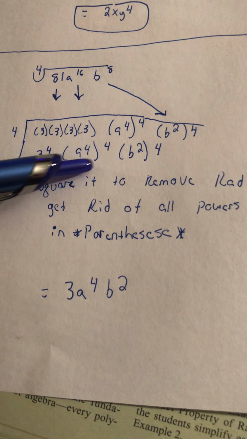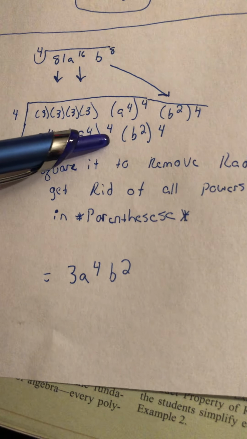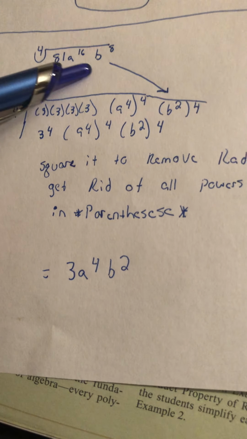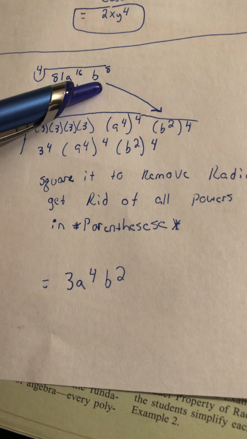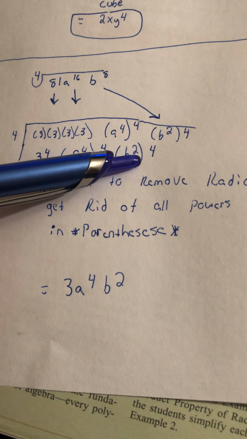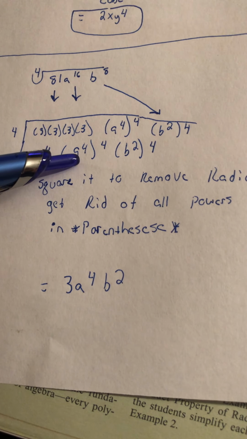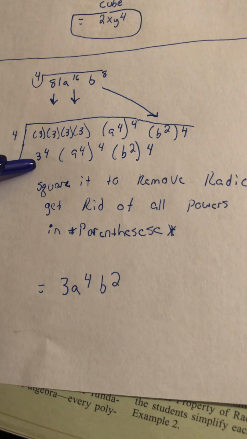So 4 times 4 gives me 16, so I still have a to the 4th to the 4th, because if I multiply those together, it gives me 16. B to the 8th, I broke that down as b to the 2nd to the 4th. That way when I go to rewrite it, the only thing I'm left with is my b to the second, a to the fourth, and 3.